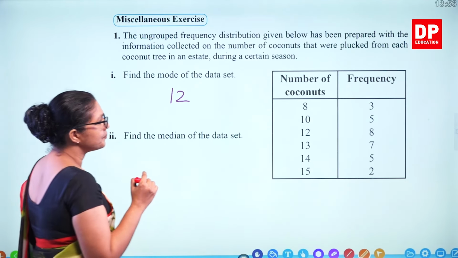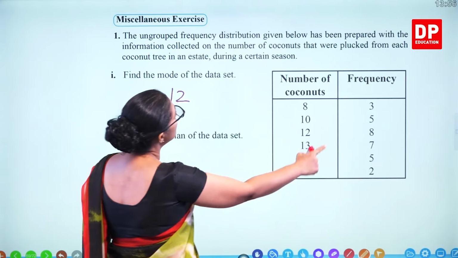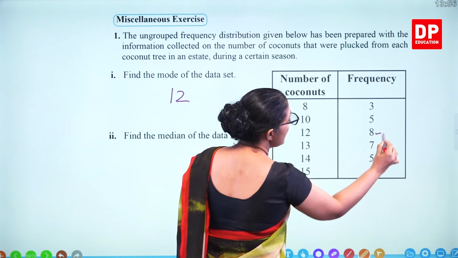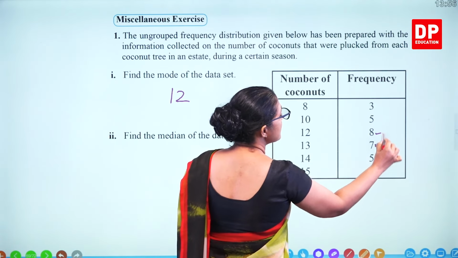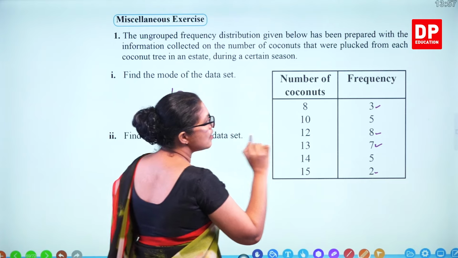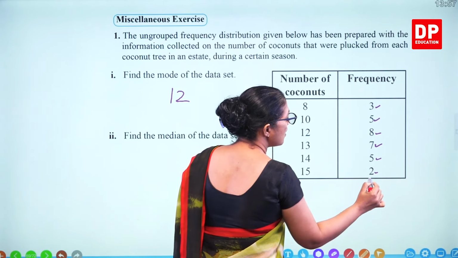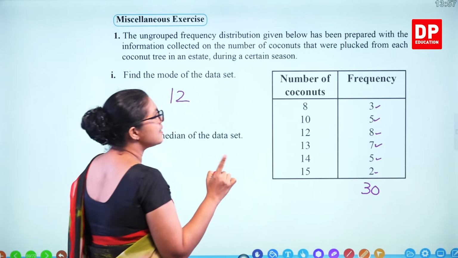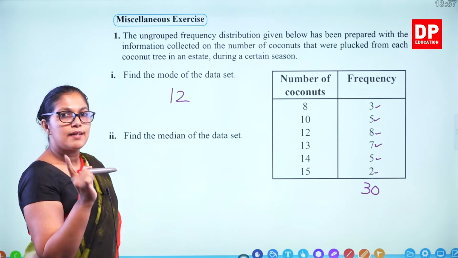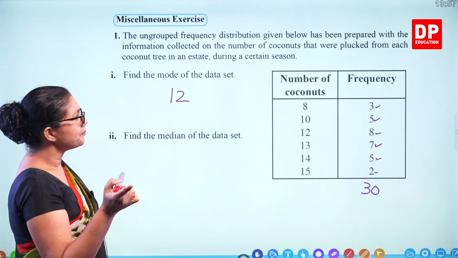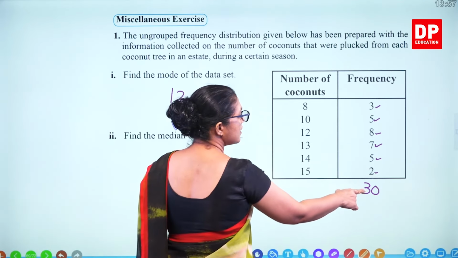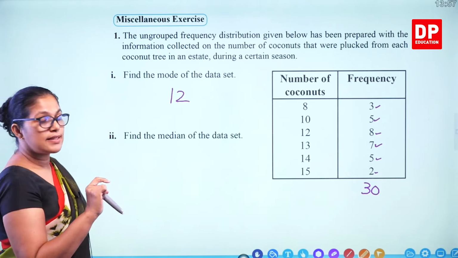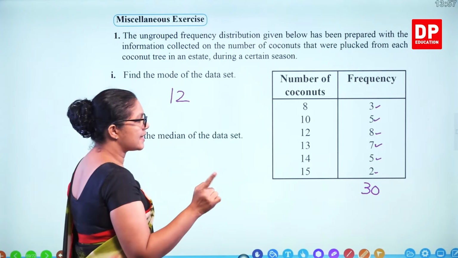Find the median. What's the total? Not given, so we have to find out the total. So add it and see. 8 plus 2, 10. 7 plus 3, 10. 10 and 10, 20. 25 and 25 and 5, 30. So that's 30. So median. What's the middle number of 30? So you get 2 middle numbers. That's 30 divided by 2, 15th and 16th.